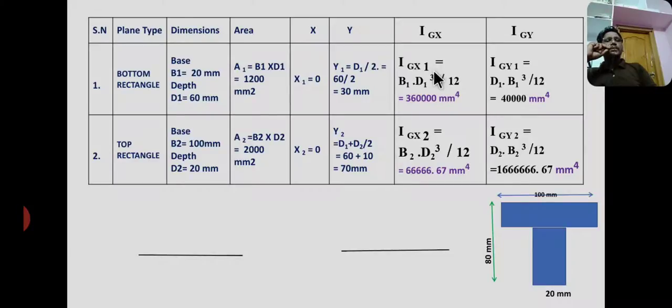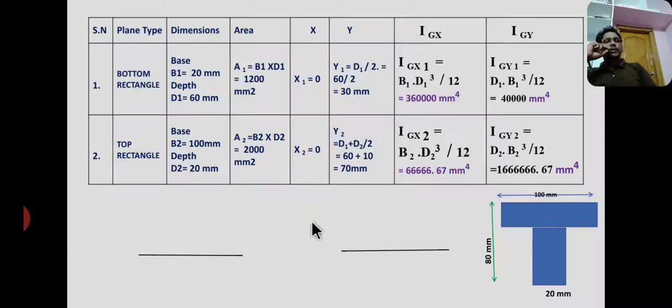So area moment of inertia for rectangle: Igx equal to BD cube by 12, Igy equal to DB cube by 12. Suffix 1 refers to section 1, suffix 2 refers to section 2. Therefore, B1 D1 cube by 12 for section 1, that is the bottom rectangle having dimensions 20 by 60. Similarly, Igx2 equal to B2 D2 cube by 12 for the second rectangle, that is the top rectangle. Similarly, Igy1 equal to D1 B1 cube by 12 and Igy2 equal to D2 B2 cube by 12. So these are the answers for area moment of inertia.